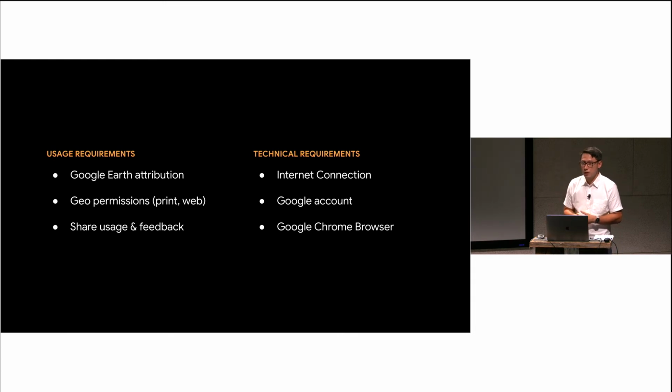And before we go into a demo, I just want to go over some of the requirements. Being web-based, it does require an internet connection. You do need a Google account to be able to sign up and access the tool. And right now, Earth Studio only works in the Chrome browser. As far as the content that you create, we do require a display of our attribution. That's first and foremost the Google Earth logo, and depending on your animation, we will display attribution for our third-party imagery data providers.